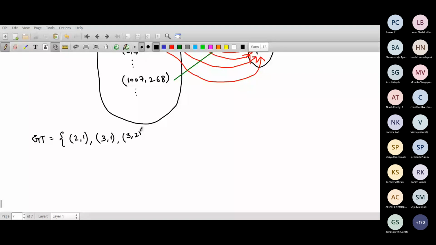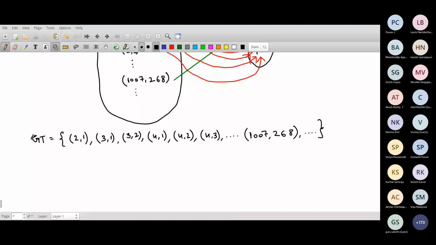Then (4, 1), (4, 2), (4, 3), and so on. And somewhere this pair will also come, (1007, 268), right? So here every pair satisfies this relation. 2 is greater than 1, 3 is greater than 1, 3 is greater than 2, 4 is greater than 1, 4 is greater than 2, and so on. So only those pairs which satisfy this relation are represented in the set which is named by this relation. Okay, so this is one way of representing the relation.